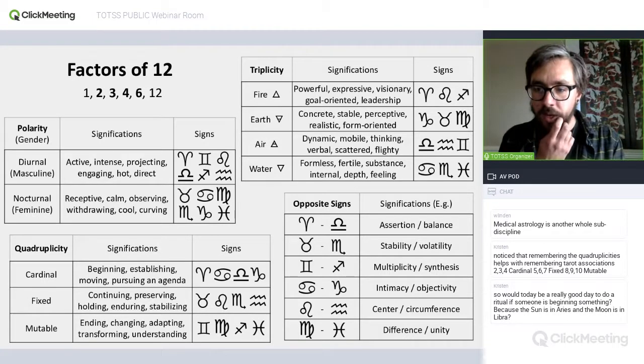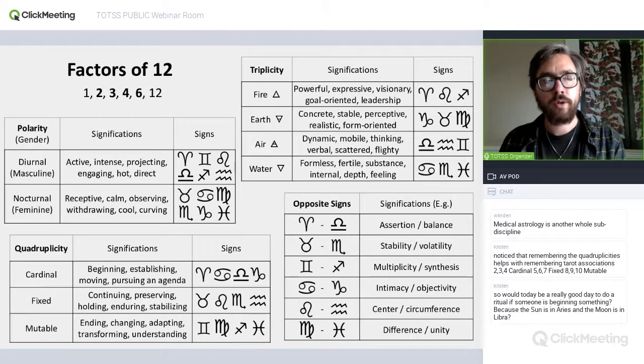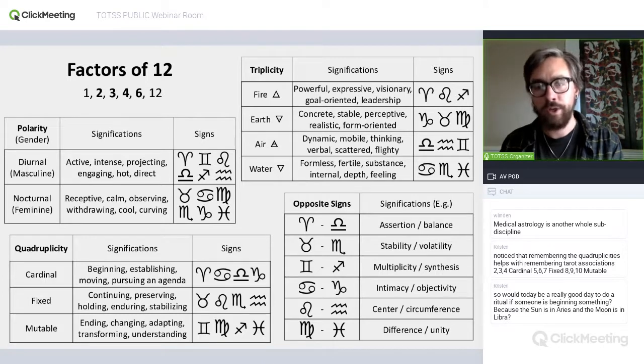Let's see. So Kristen's saying, would today be a really good day to do a ritual if someone is beginning something because the sun is in Aries and the moon is in Libra? Yeah, I mean, that's possible. There are some other things that often signify beginnings, like you can use lunar phase as well. So, you can sometimes begin things at the new moon. There's a lot of different considerations to use. But yeah, that's certainly part of the thinking that you could use for timing rituals.